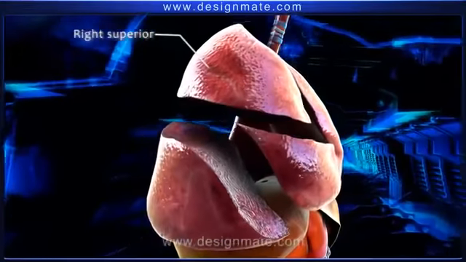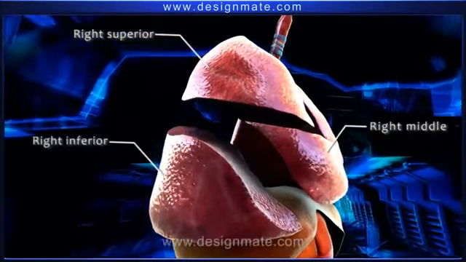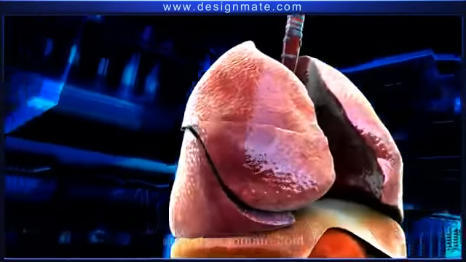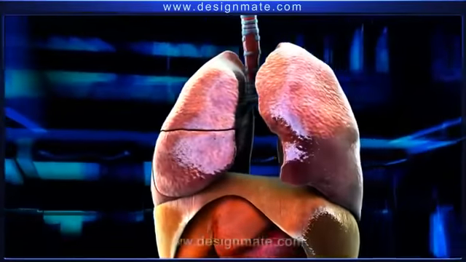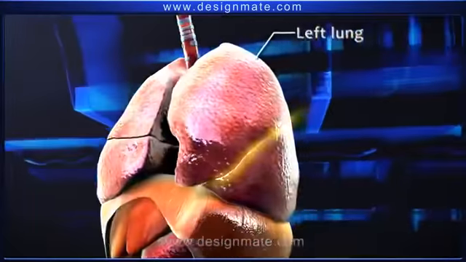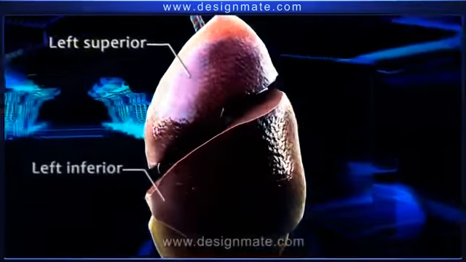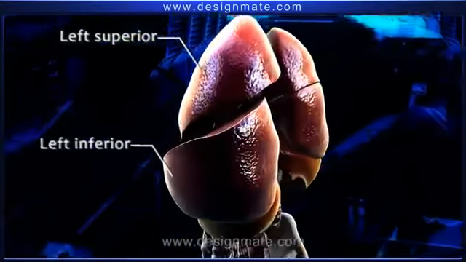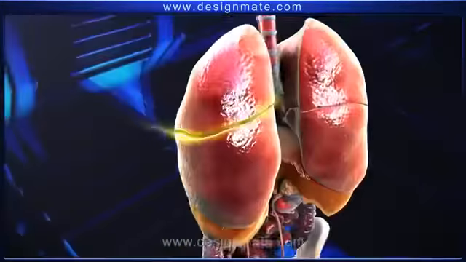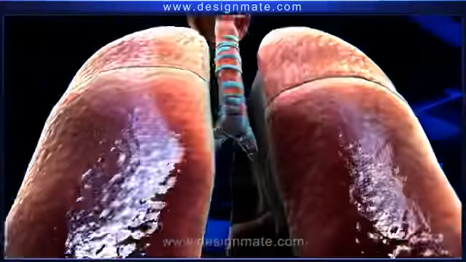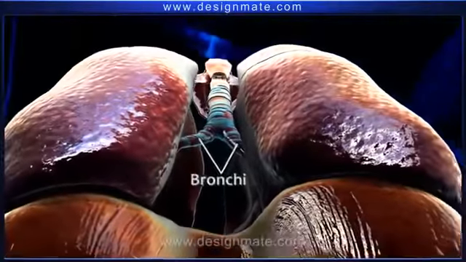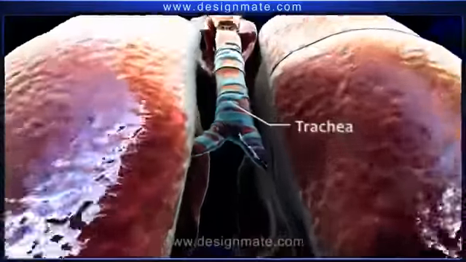The right lung consists of 3 lobes. While the left lung has only 2 lobes. Both the lungs are associated externally with bronchi, which unite and extend into the trachea.